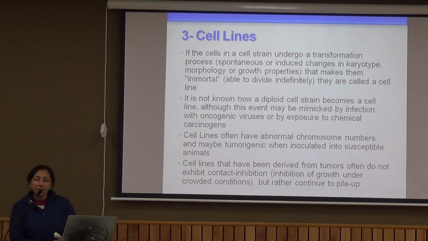But when the cells become tumorigenic, they lose this contact inhibition. They keep on growing, and that is the reason why patients suffering from cancer have a lump developed in their body because of uncontrolled growth of the cells.